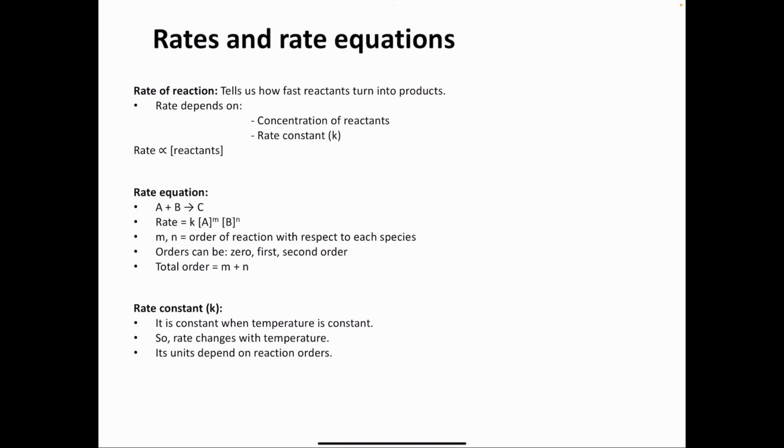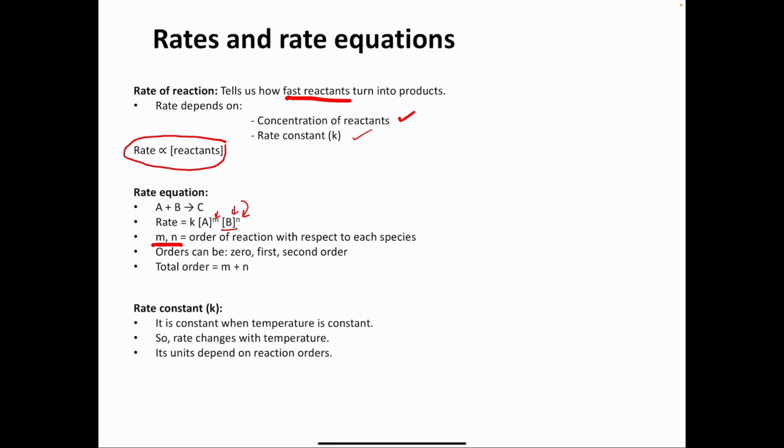The rate of a reaction can tell us how fast reactants are going to be converted into products, but the rate is going to depend on the concentration of reactants as well as the k value. So the formula, rate is proportional to the concentration of the reactants, is important. If we use an example of a reaction, let's assume A reacts with B to give us C. For this, the rate equation could be rate equals k, which is the rate constant, times the concentration of A to the power m, where m is the order with respect to A, and then times the concentration of B to the power n, where n is the order with respect to B.